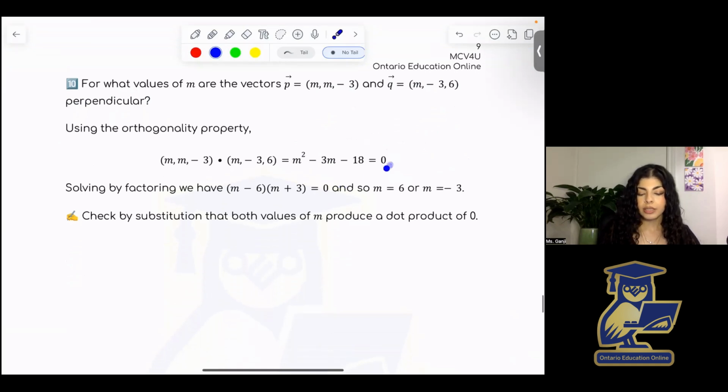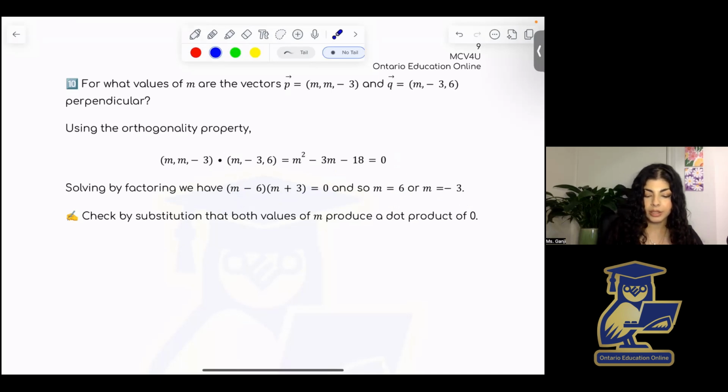But this is just a quadratic function equal to 0. So we can solve by factoring. So factoring gives me m minus 6 and m plus 3, which is equal to 0. So then m can be equal to 6 or m can be equal to -3.